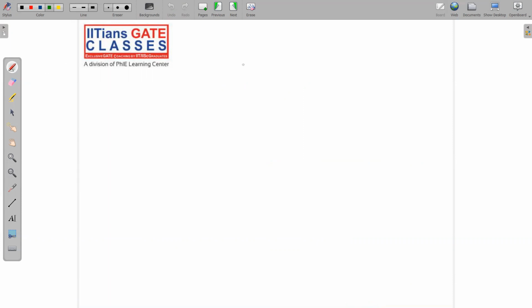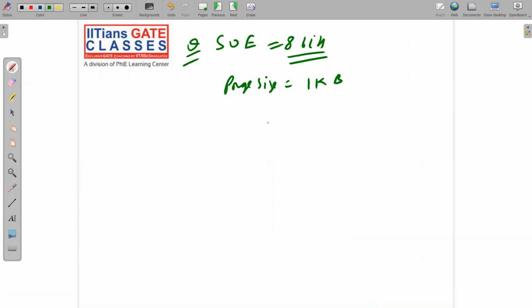Next question is, if the size of each entry in the PMT is 8 bits, find the size of main memory if the page size is 1 KB. They want us to find the size of main memory. They just want to ask like this.